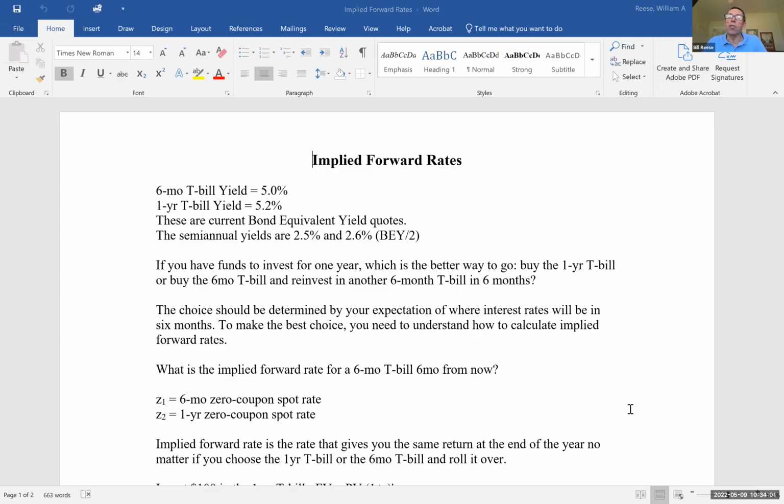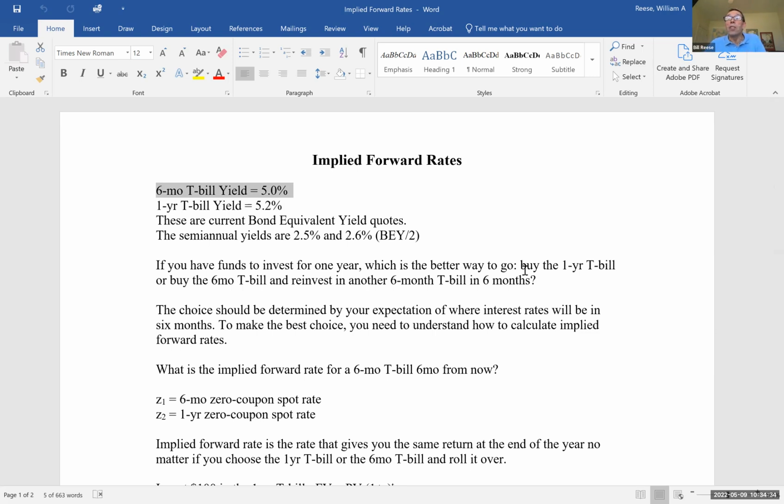Now, again, to make things simple, you've got two choices. One is that you can invest the money into a 1 year treasury bill. So you invest the money today, you buy the 1 year treasury bill, and at the end of 1 year you have your money. The yield on the 1 year treasury bill is 5.2%. The other option is you can invest your money into a 6-month treasury bill, which means you invest your $100 today, and at the end of 6 months, you've got some money.